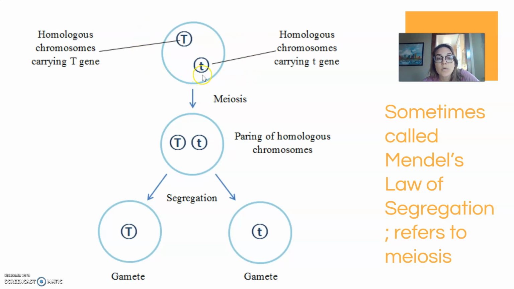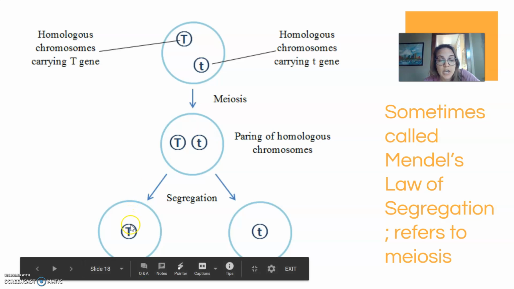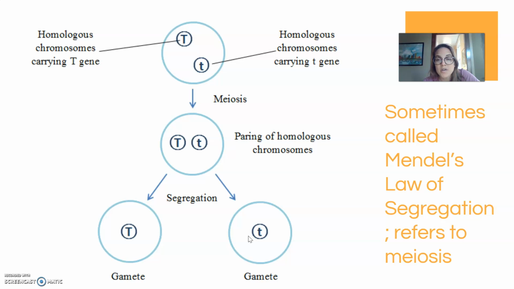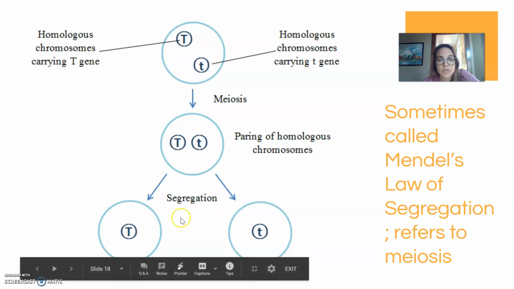That parent is going to go through the process of meiosis when it makes its pollen, which is the plant version of sperm. And that process of meiosis leads to the formation of these pollen. It can either have the dominant allele, because that's what it had in its original cell, or it could have the recessive allele. This is what is going to get passed down to the possible offspring. This process is called Mendel's law of segregation, but it refers to meiosis, and we use it when we make Punnett squares.